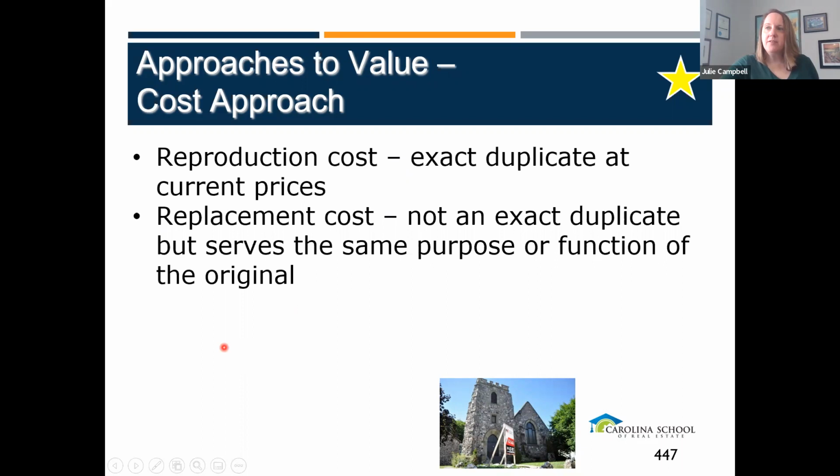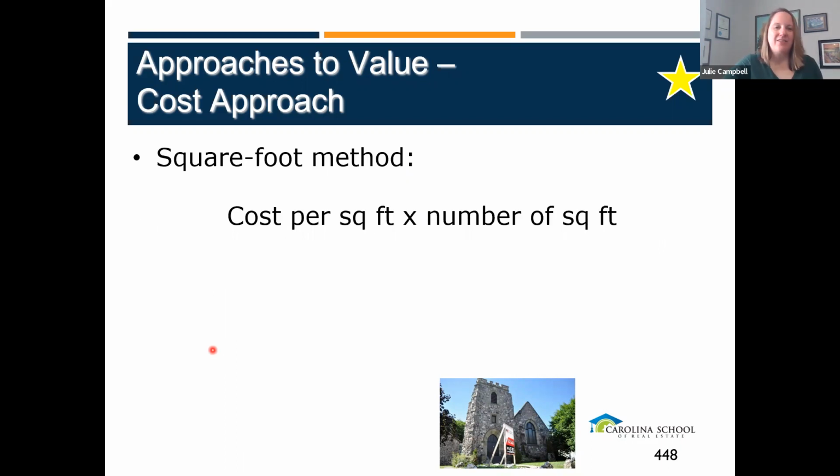A couple different methods to help them determine the cost. Probably the more common is the square foot method. How much does each square foot cost?